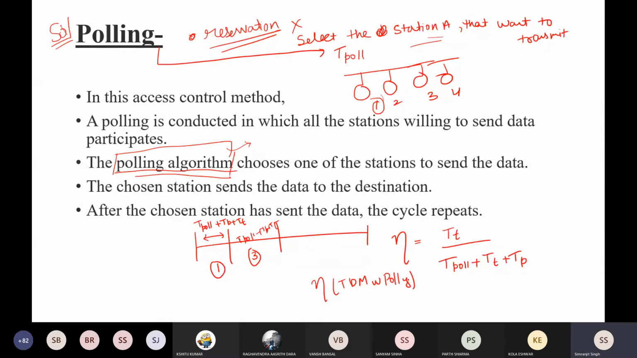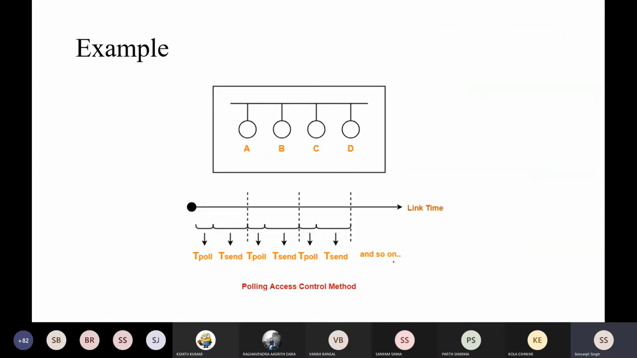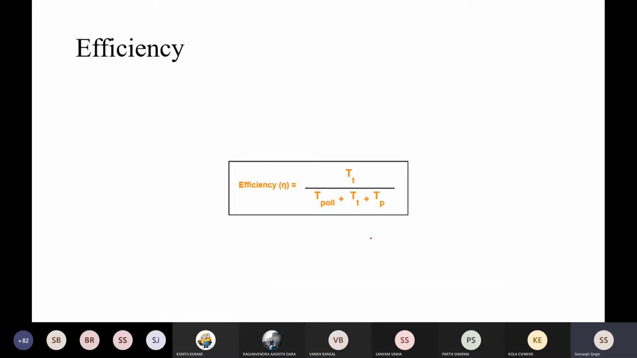Okay, so keep that in mind. I think in the next slide it's already given. So this is the example here: T poll, T send. T send is actually TT plus TP. I think this is not given here, but T send is actually TT plus TP. So that is how I find the efficiency here. If you take a look at the efficiency, it is the useful time, that is TT, divided by the total time: the time required in polling plus the transmission time and the propagation delay.